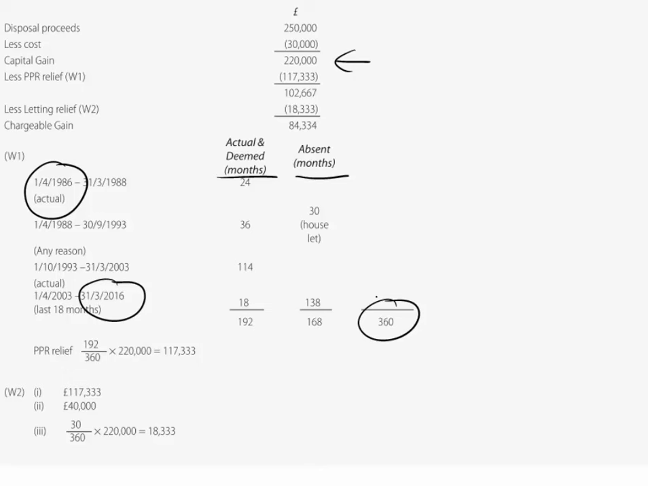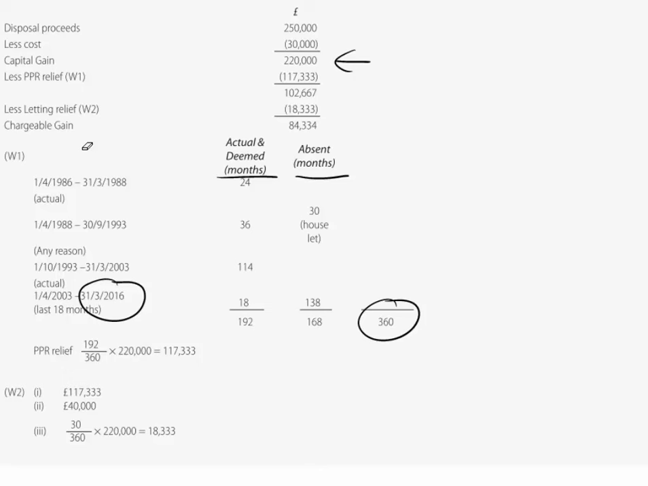So the total period of ownership, 30 years at 12 months per year, that's the usual standard anyway, and we're talking 360 months of ownership. Now the harder part, the analysis. From the 1st of April 86, we were told, through to the 31st of March 88, lived in it. So that's actual occupation there for 24 months.